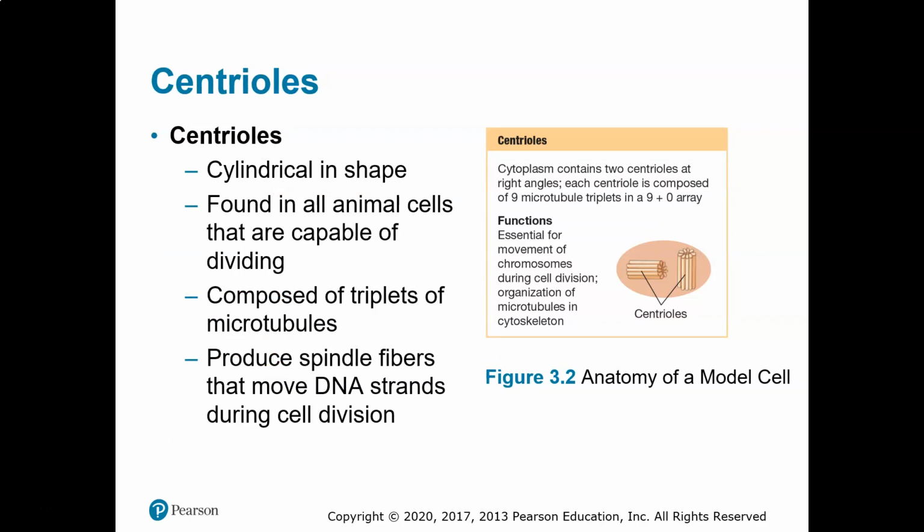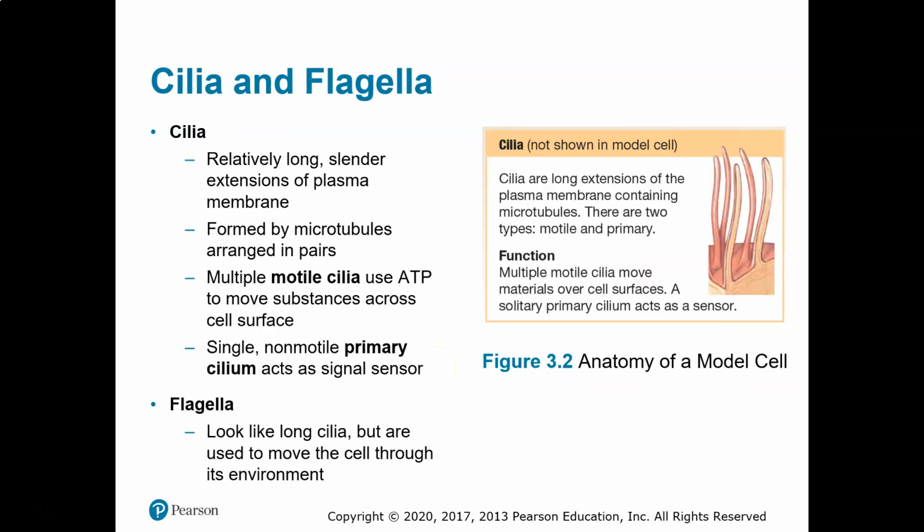Centrioles are involved in cell division, and they are composed of microtubules, and the pattern is there are 9 microtubule triplets. So each group of microtubules has 3 in it. So each one of these right here has got 3 microtubules in that group. These centrioles produce the spindle fibers, which are microtubules that help move the chromosomes when the cell divides.